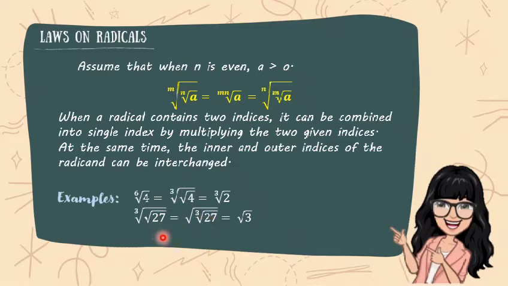Unlike the square root of 27, although we can get the square root of 27, that is not a whole number, so it is hard for us to simplify the expression. But here, if we get first the cube root of 27, and that would be 3, then that will give us a final answer, which is square root of 3. So we have interchanged our outer index and our inner index so that it will be easier for us to simplify our expression. That is why we have this third law on radicals, which is this one.